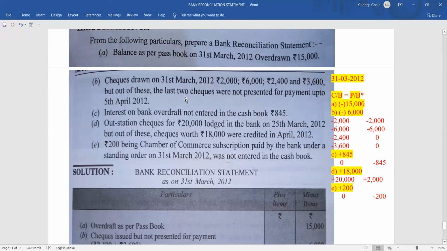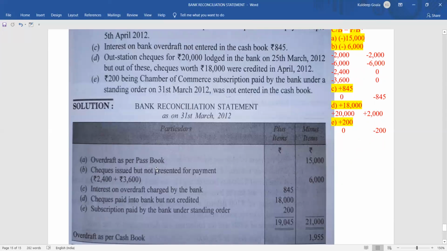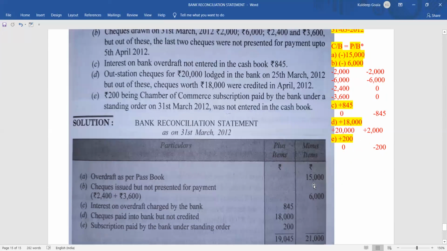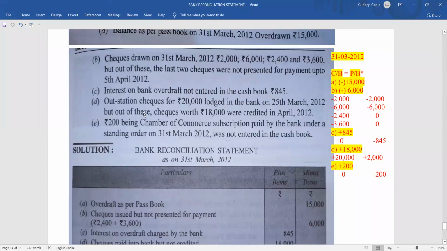6,000. So what to write? Check drawn, but not presented. That much is enough. 6,000 in the minus. So check issued or drawn, same thing, but not presented for payment: 2,400 and 3,600. The total is 6,000 in the minus. Now coming to the next one. Outstanding check.